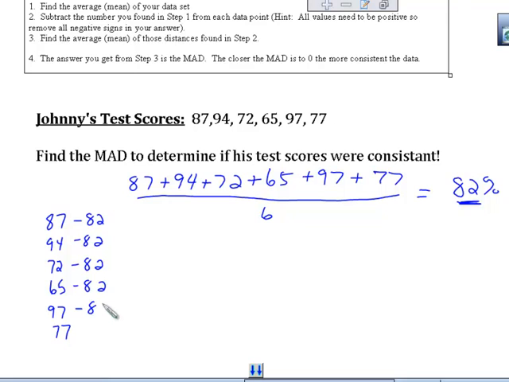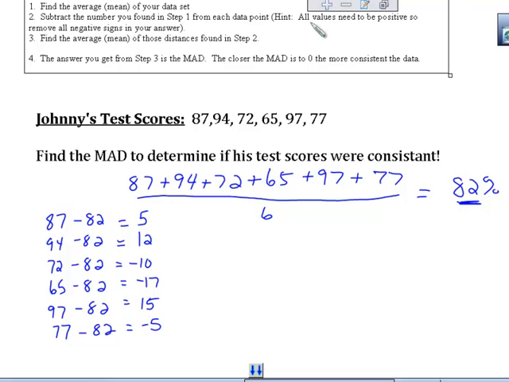Everything gets subtracted from 82. Just like this. Now some of these will be easy to subtract, some of them won't. So you got your calculator there and you can do all your subtraction. But I already did all this subtraction. This one is 5, this one's 12, this one is negative 10, this one is negative 17, this one's 15, and this one is negative 5.